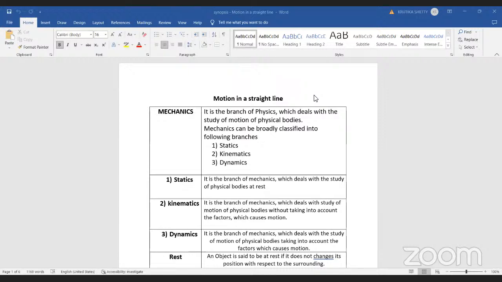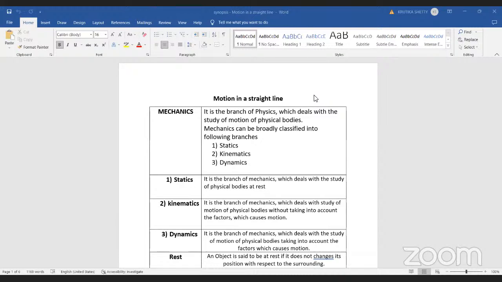Okay, so motion in a straight line, after completion of the physical world and units and measurement. Let us start with the third topic, that is motion in a straight line. In motion in a straight line, first we study what straight line motion is, what motion is, what is the cause for the motion, and then the different types of motions.